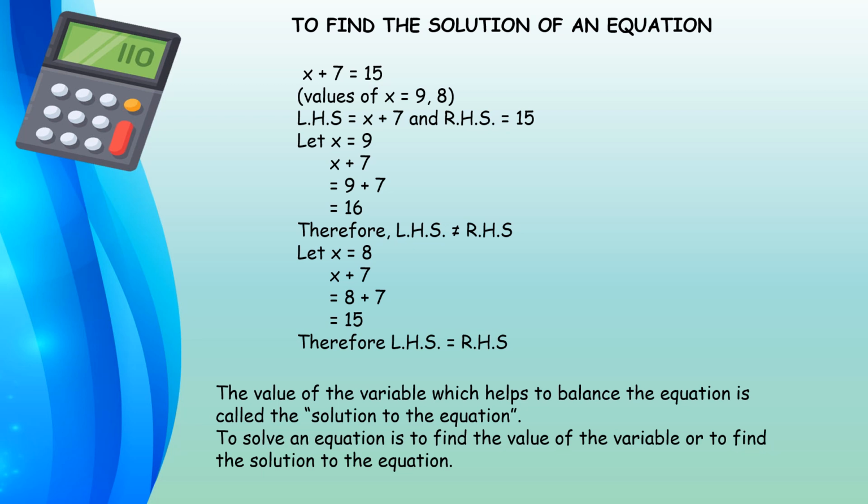So, we'll substitute the value 8 in the place of x in the equation given. So, 8 plus 7 equals 15. So, LHS is 15. What is our RHS? It's also 15. So, LHS equals RHS. Hence, the value x equals 8 is the solution of x plus 7 equals 15.